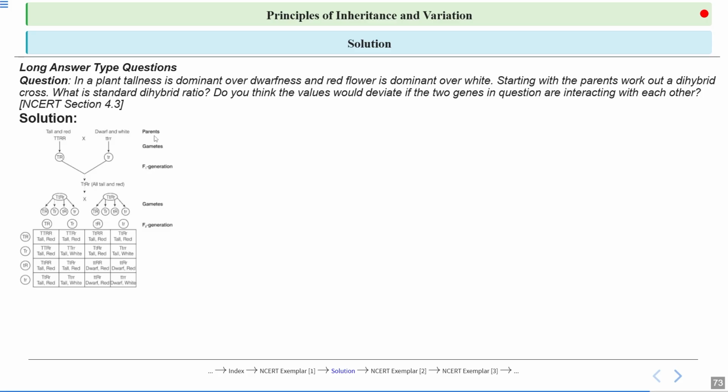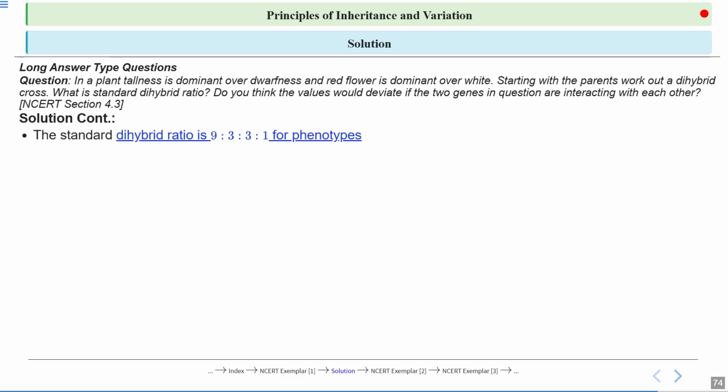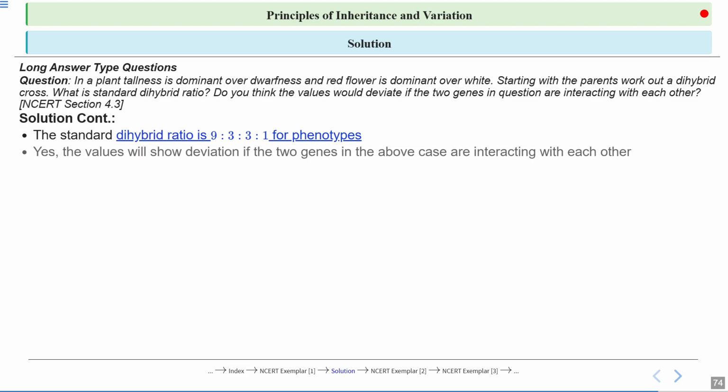Okay. So here you can see the parents have this genotype. One is homozygous dominant, capital T, capital R. Another parent is homozygous recessive, having small t, small r. You can make the gametes here. F1 generation will be hybrid here. Then selfing of the F1 will give you F2 generation. So here you can see you get a typical 9:3:3:1 phenotypic ratio.